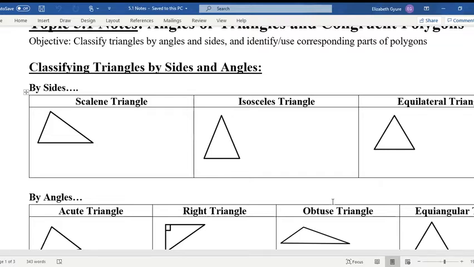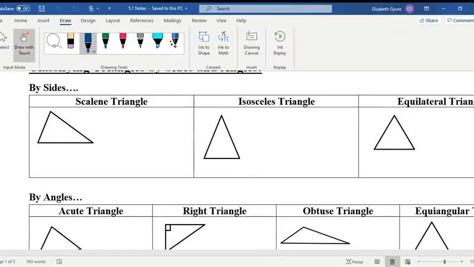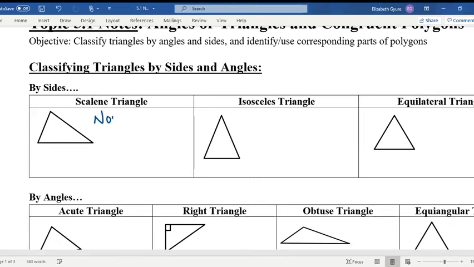Does anyone know what a scalene triangle is, Charlie? Yeah, very good. None of the sides are congruent. You can say all three sides are different lengths, or you can say none of the sides are congruent.